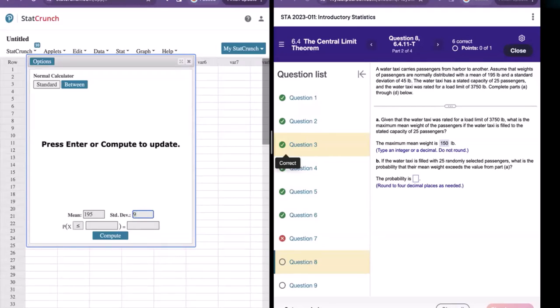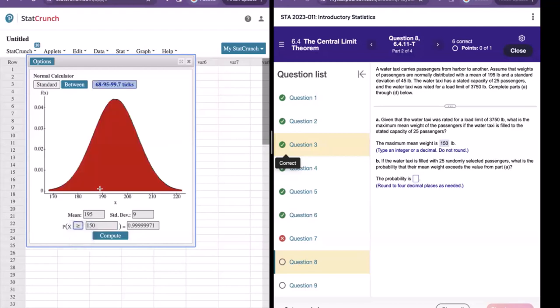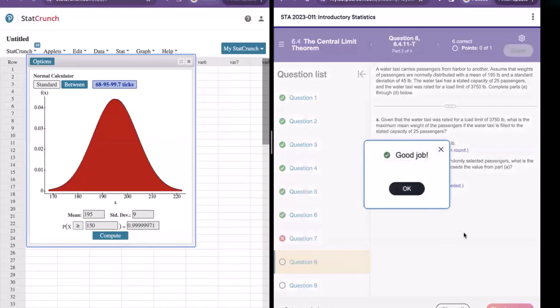So what do we do? What are we putting here under the P of X part? I want to say, would that be the 150? Where would you put 150? It can't be here because this has to be between 0 and 1, so it would have to go here. Good. But what about the sign? Read what the question asks. If the water taxi is filled, what is the probability that their mean weight exceeds the original mean? So it has to be this way, right, because it's exceeding. Then I have the original mean. Good. It rounds to 1.